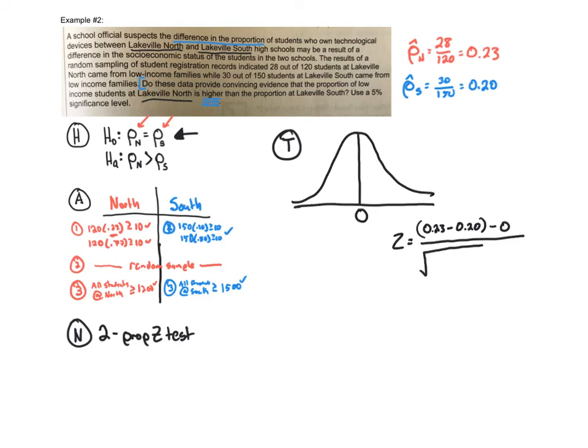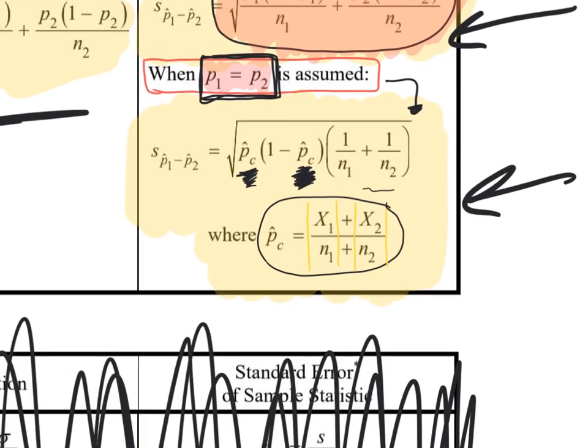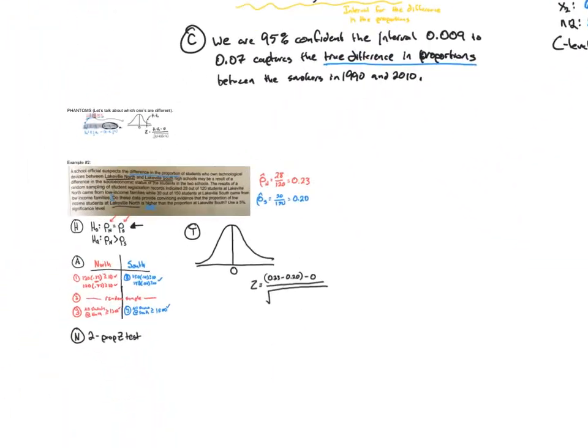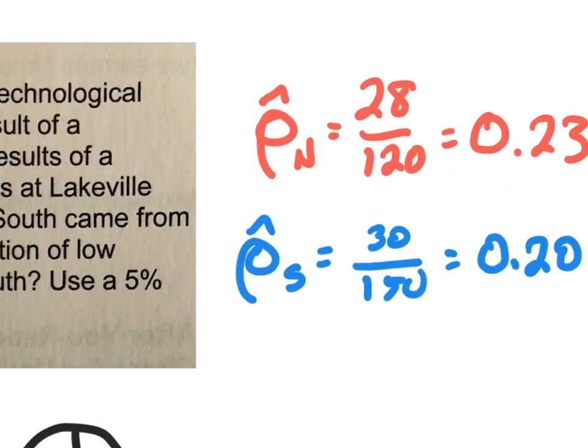Okay, and then I know that I'm supposed to use, remember, this function, because P1 is equal to P2, use this one right here. But watch, my calculator will give me some values to plug in here. So at this point right now, since it's getting a little bit lacking over here, I am going to let my calculator do a little bit of work to catch me up here. All right, let's do this. 2 prop z test. Go for it. I'm going to type in these x1, 28, n1, 120, x2, 30, n2, 150.